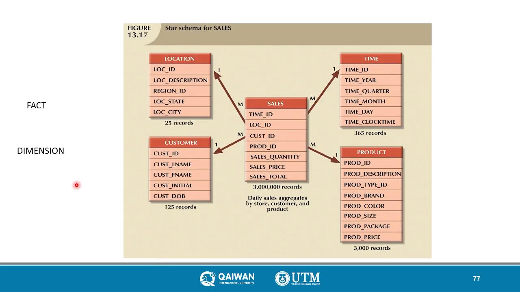Now we have a fact and dimensions. We have location, we have a customer, we have a time, we have a product. Now this is like a star, one in the middle and others connected to it. Now the relation would be one to many between these.